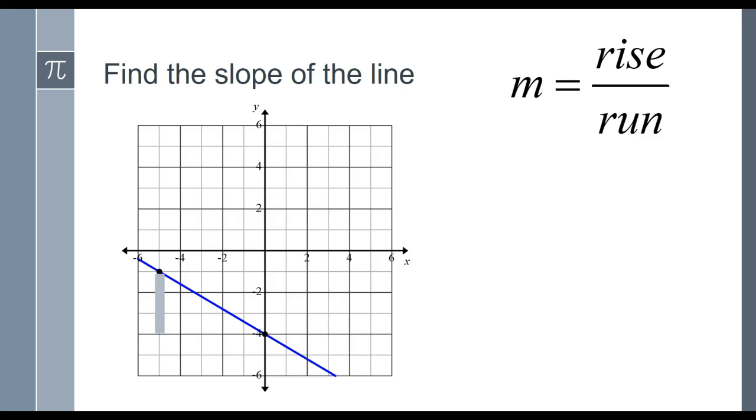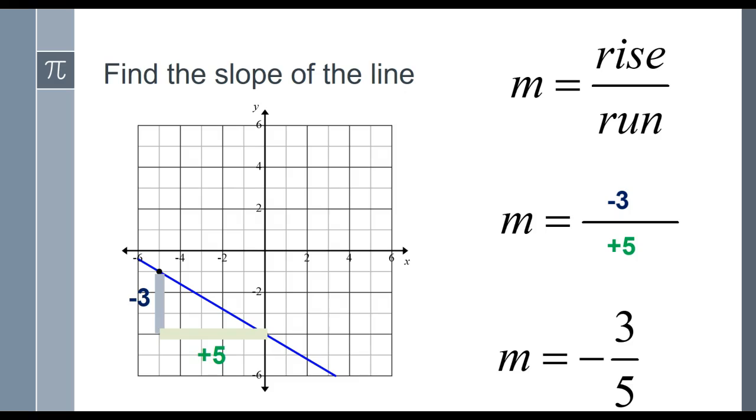When we're looking at this vertical change, we're moving down. We're moving in the negative direction. So our vertical change is actually negative 3. And our horizontal change, again moving in the positive direction, would be 5. So our rise is negative 3, our run is 5, and our slope is negative 3/5. So in a nutshell, that is how you would find the slope of a line given a grid.